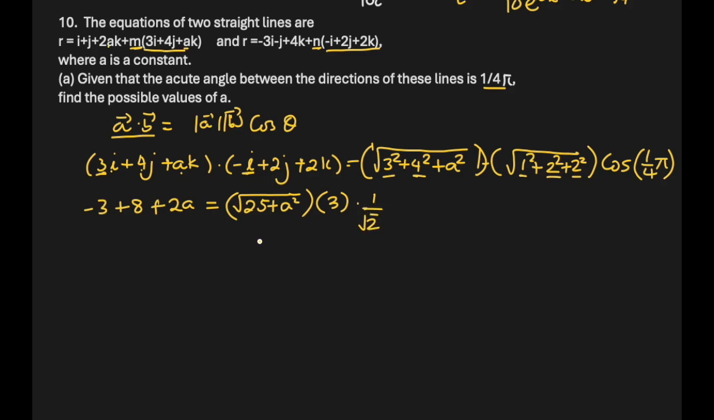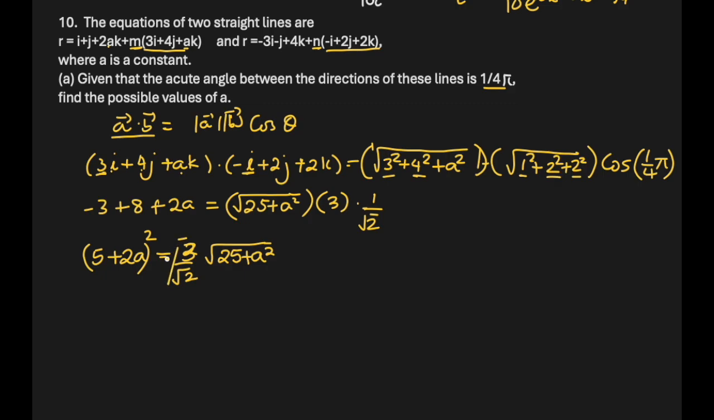Okay, now this will be 5 plus 2a equal to 3 over square root 2 times square root of 25 plus a square. Okay, now I need to get rid of this square root, so I will square both sides.